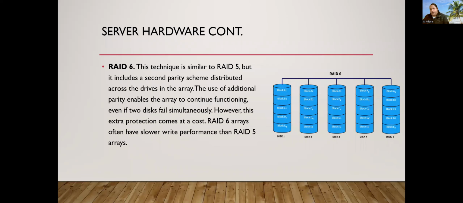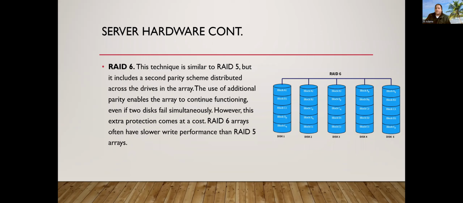RAID 6. It's similar to RAID 5. This is true. But it has a second parity scheme distributed across the drives in the array. What does that mean? So here this is P, that's parity. Q is the backup of the parity. So there's another one. So it's 2 per every disk. So use of additional parities enables the array to continue functioning.